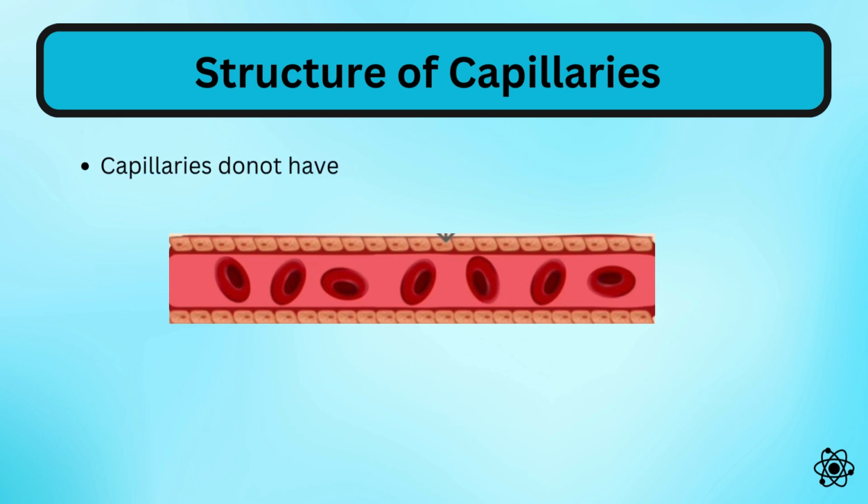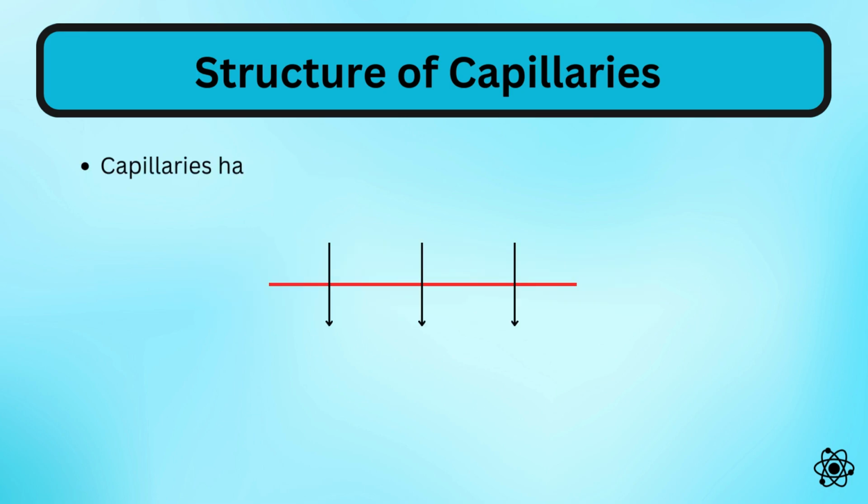Capillaries do not have valves. Capillaries have very thin permeable walls, and this means that substances can diffuse in and out of them very easily. It also means that blood plasma can leak out and form tissue fluid at the surrounding body cells, thereby providing a medium for the substances to diffuse in.